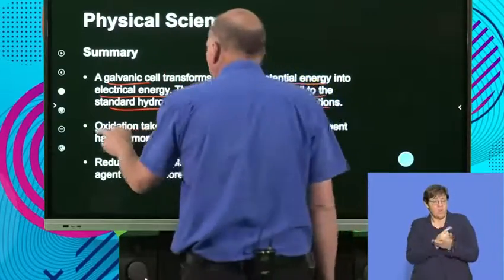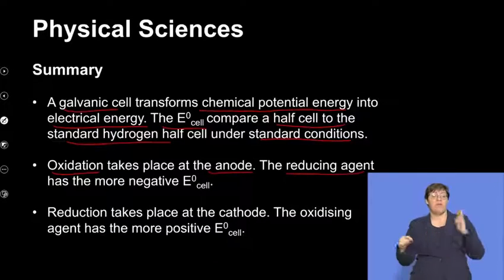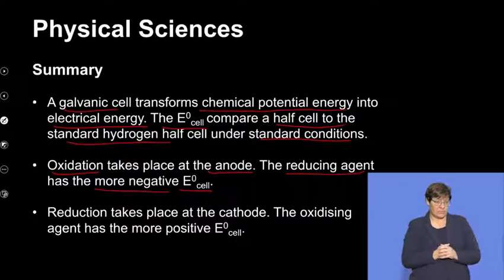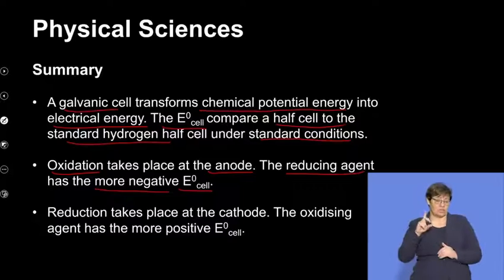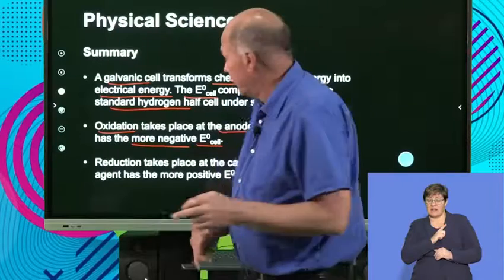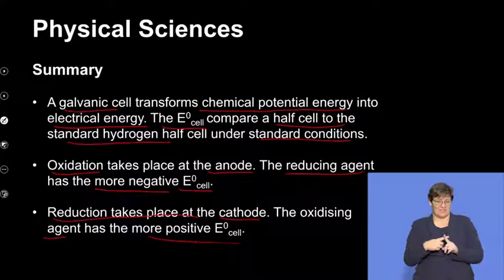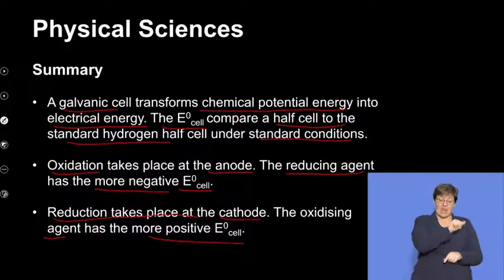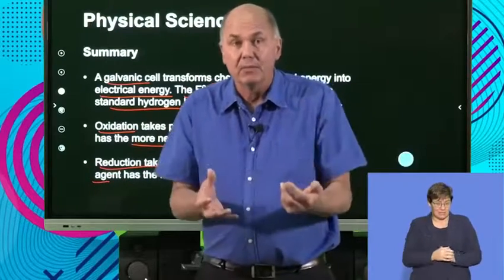Also note this, that oxidation always takes place at the anode. The reducing agent has the more negative E naught value, compared to the hydrogen standard electrode. Of course, that tells us that the reduction takes place at the cathode, so the oxidizing agent has the more positive value. And when we combine an anode and a cathode, the half cells together, and we get a positive value, we know that reaction is spontaneous.